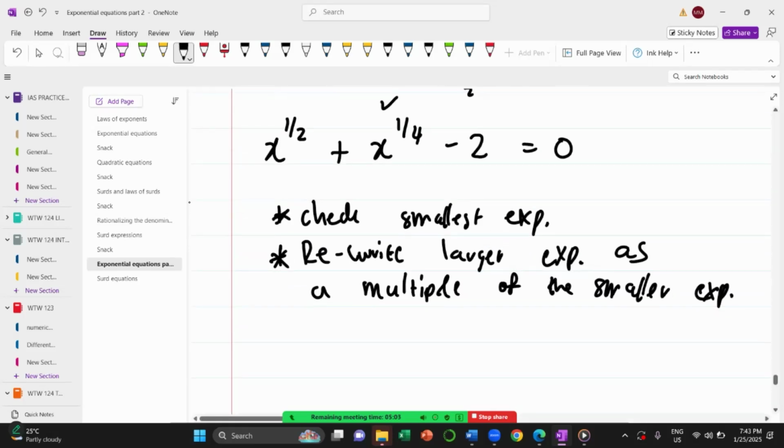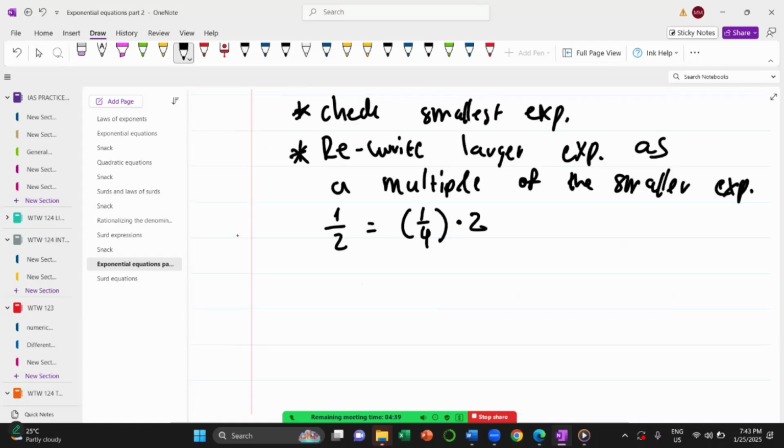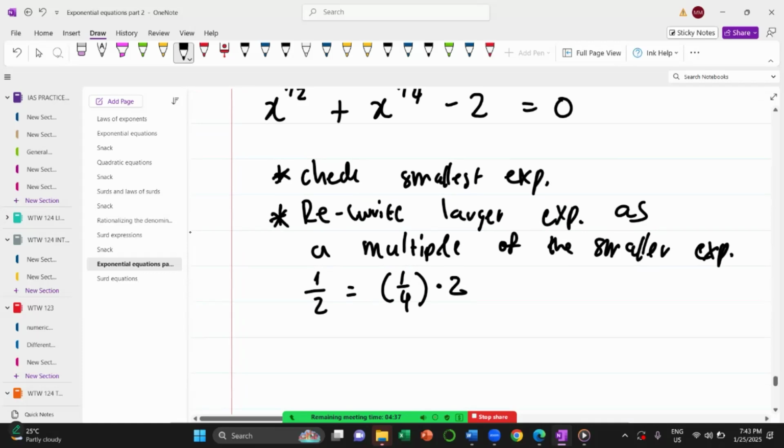So what is the larger exponent? It's 1 over 2, right? Yes. So 1 over 2 is just equal to what? To 1 over 4 times what? Times 2, right? So do you see how I've rewritten the larger exponent as the smaller one times something? Yes, sir. Okay.